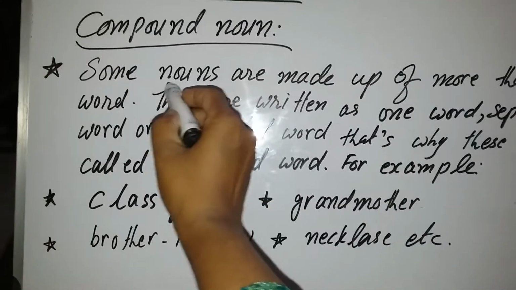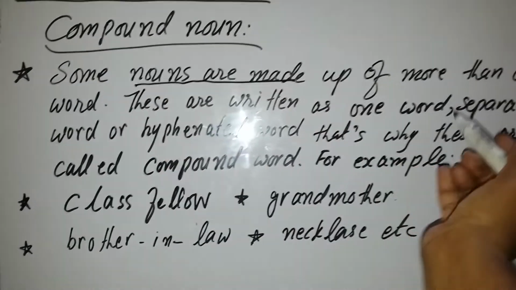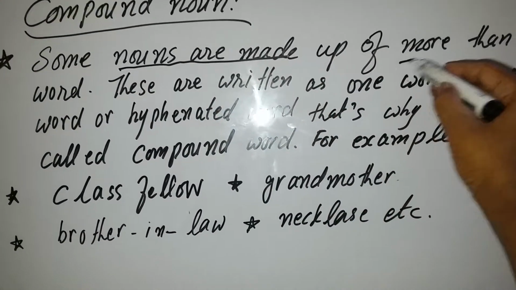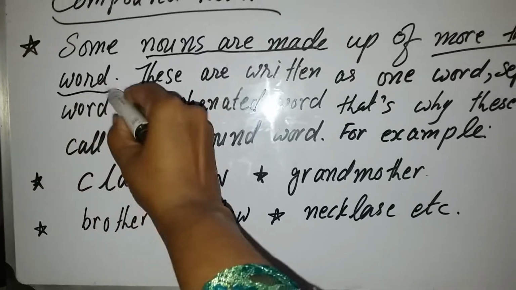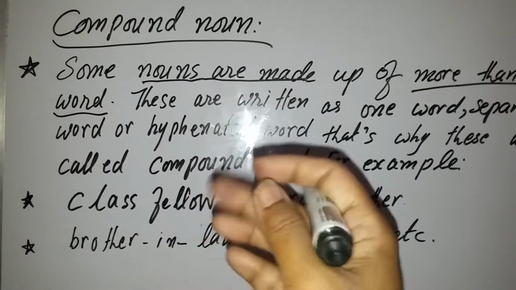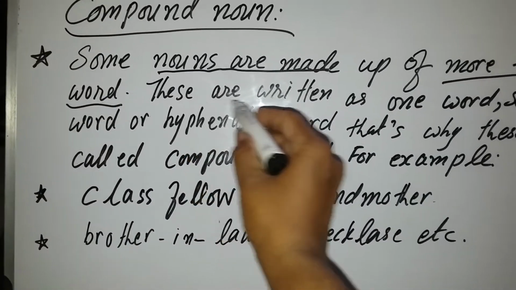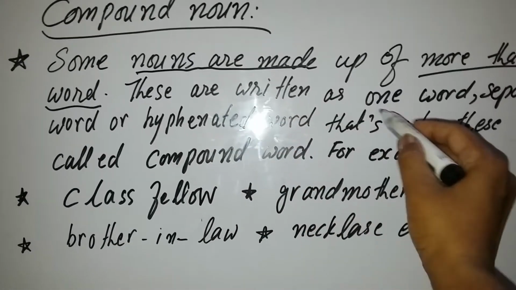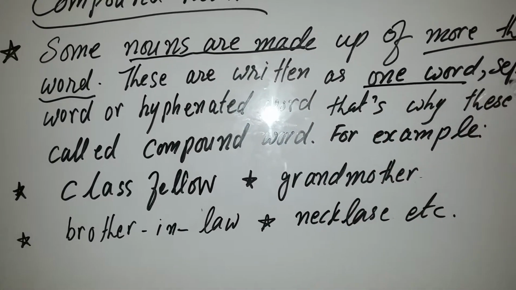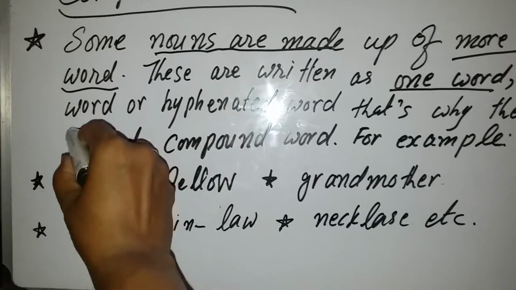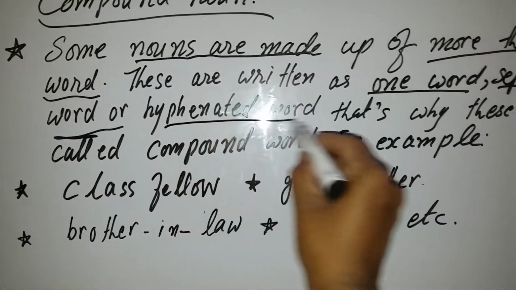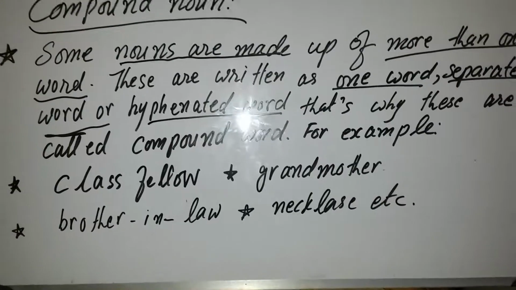Some nouns are made, how? Made up of more than one word. In some nouns you will find more than one word, and these words are written sometimes as one word, sometimes as separated words and sometimes as hyphenated words. That's why these are called compound nouns.